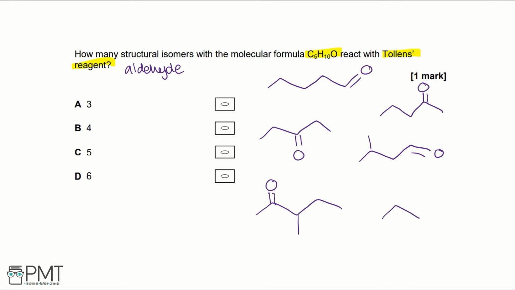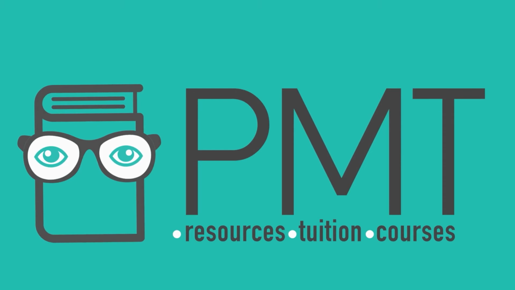Then we have 2,2-dimethylpropanal, so we have 2 methyl groups on carbon number 2. And finally, we have 2-methyl-butanal, so a methyl group on carbon number 2. Then we need to look for our aldehydes. So we have 1, 2, 3, 4 aldehydes out of our structural isomers. So that means our answer is B. And to get the mark for this question, you need to circle the box that corresponds to B.